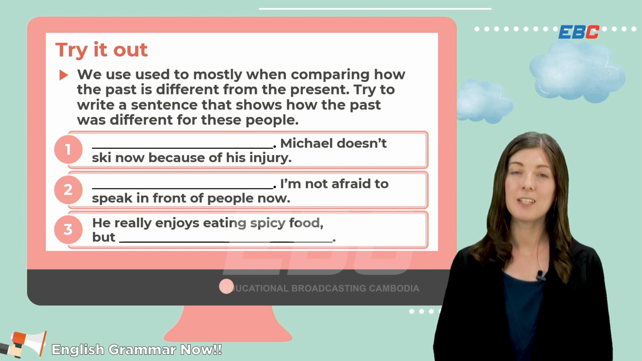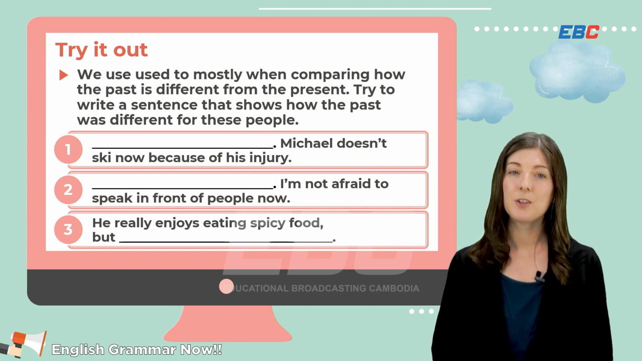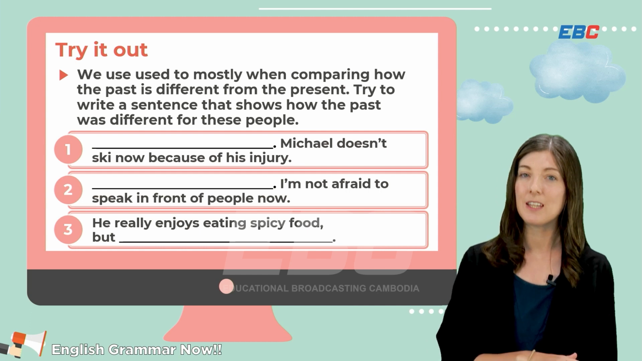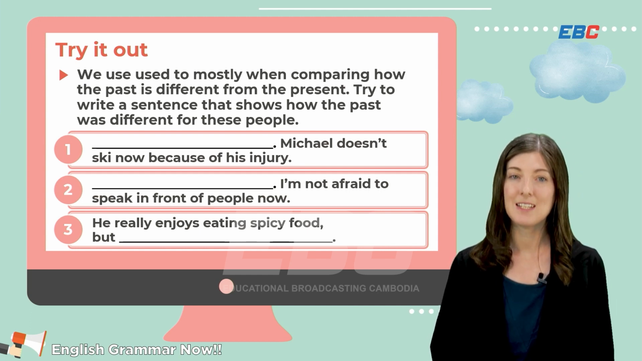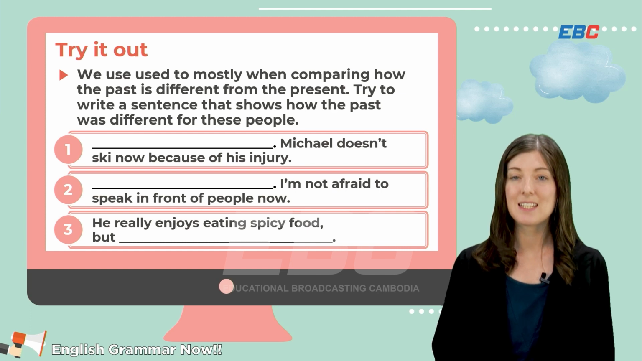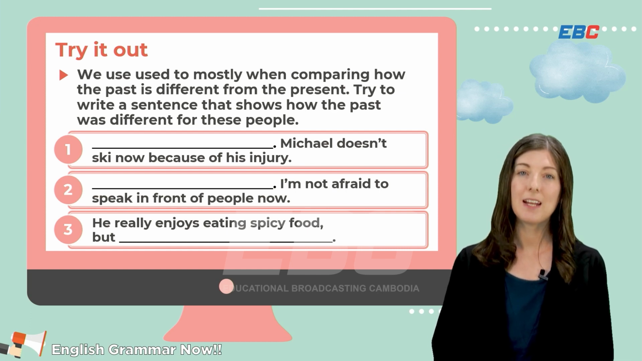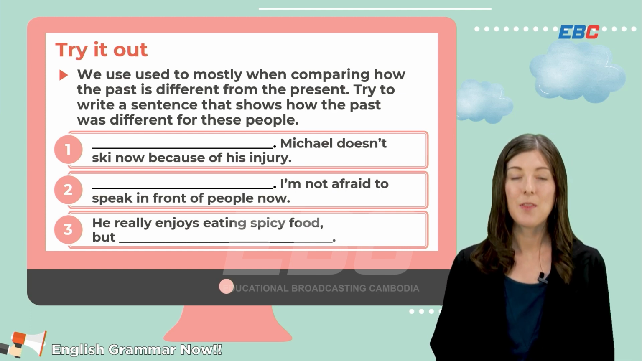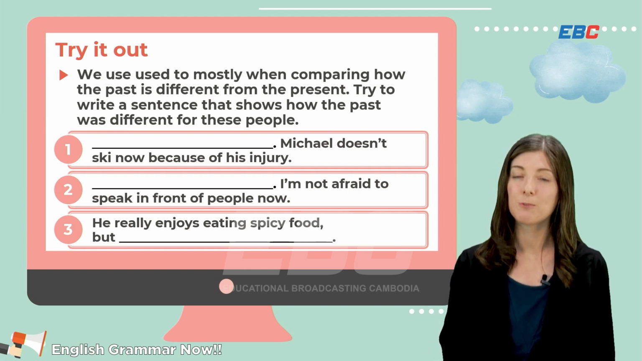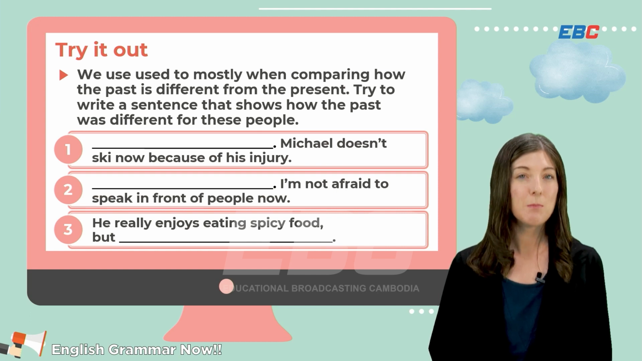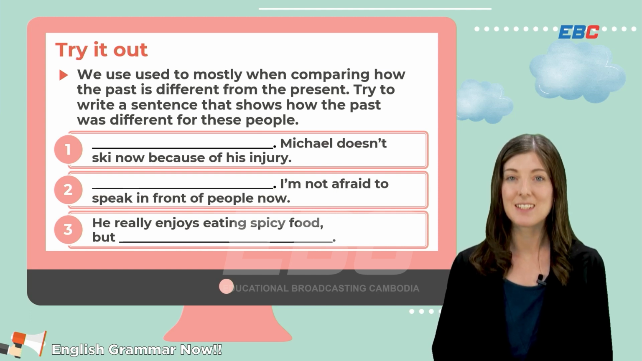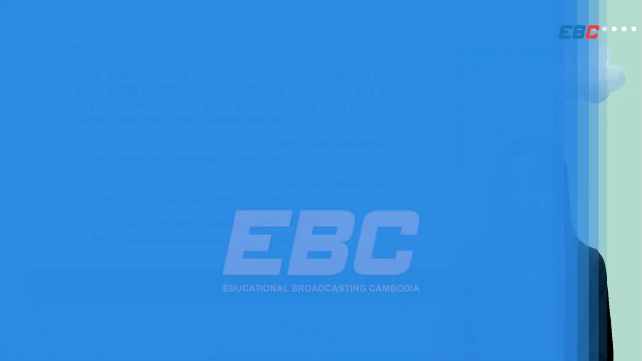Because we usually use used to compare what is different in the past from the present, here are 3 sentences that are showing what is different for 3 people. You can read the sentence that is there and try to make a comparison sentence that shows what was different in the past using used to. There is more than one way to write these sentences. Why don't you give it a try?